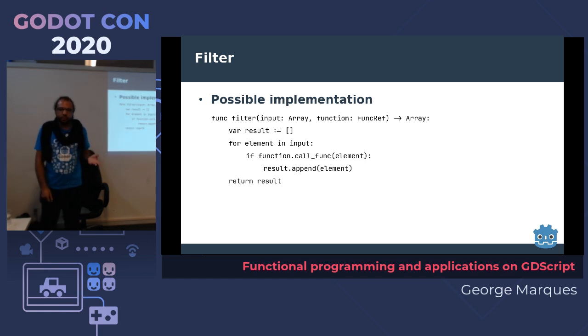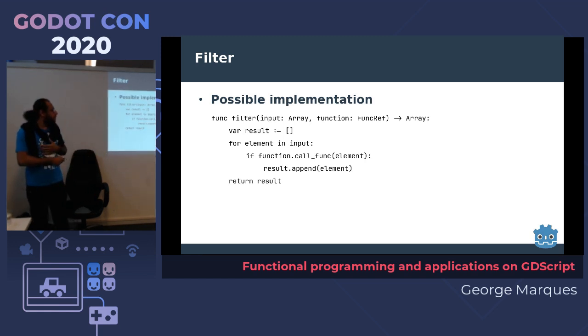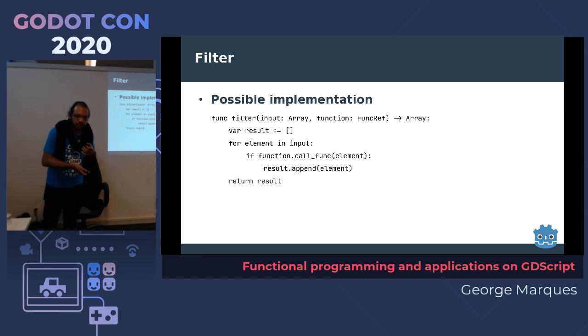So this is one possible implementation in GDScript, where essentially you do a for loop for every element, and then you call the function. If the function is true, you append it to the result, and at the end, you return the result. That's super simple to do.